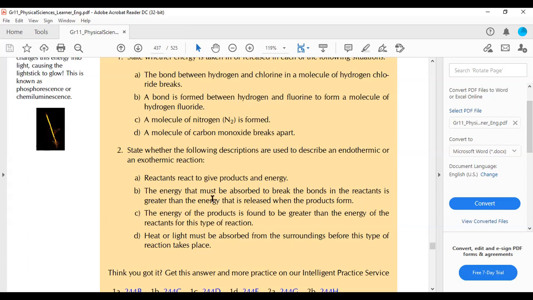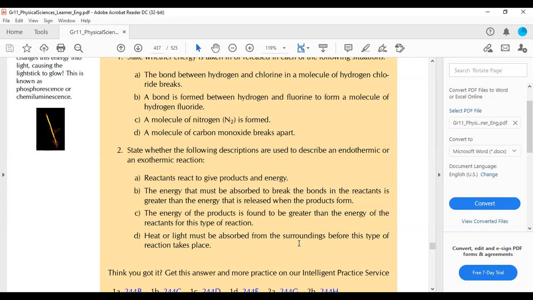It says here the energy that must be absorbed to break the bonds in the reactants is greater than the energy that is released when the product is formed. So this would be our endothermic reaction, right? The energy of the product is found to be greater than the energy of the reactants. So this is our endothermic reaction.